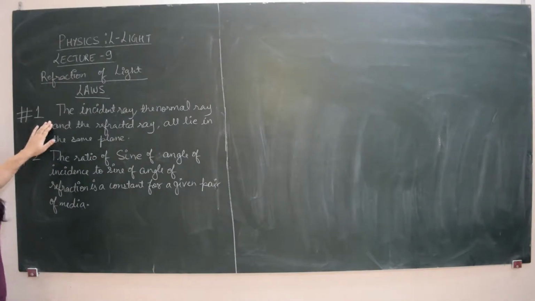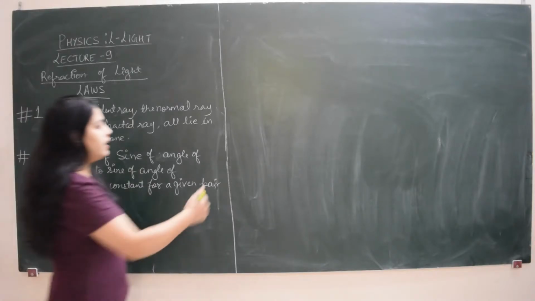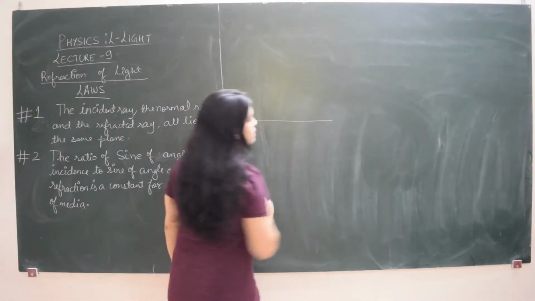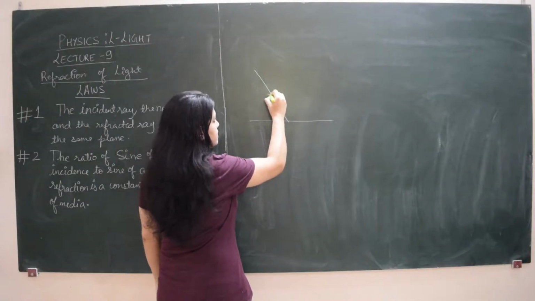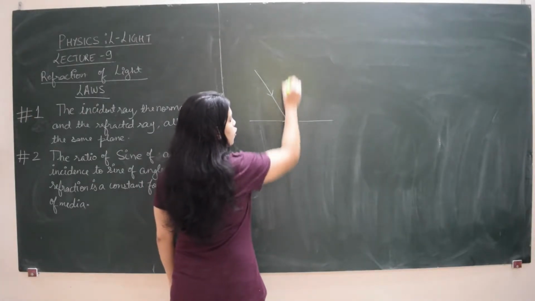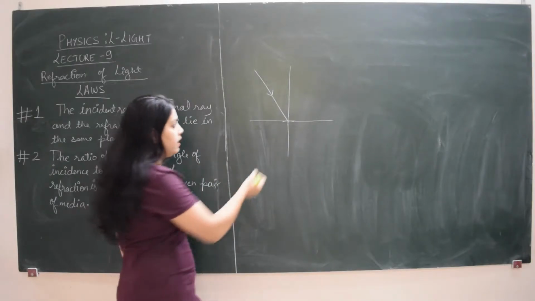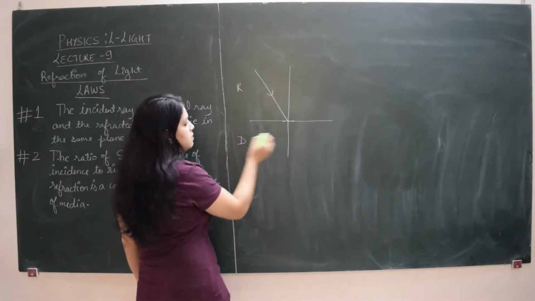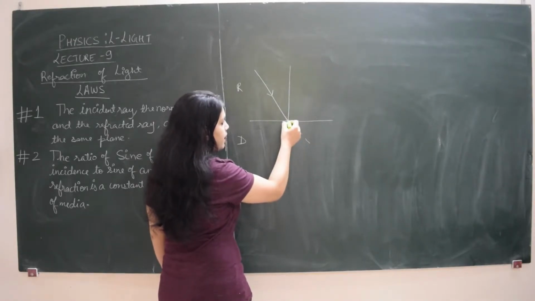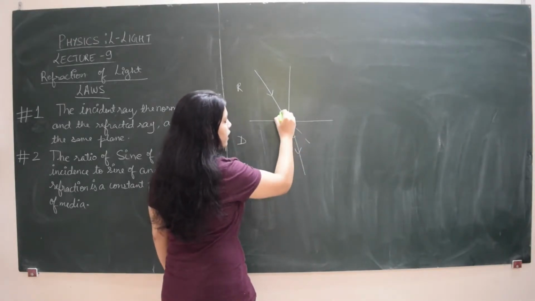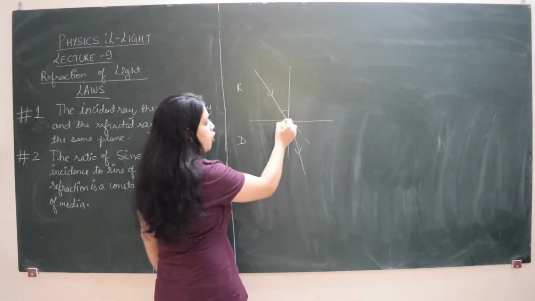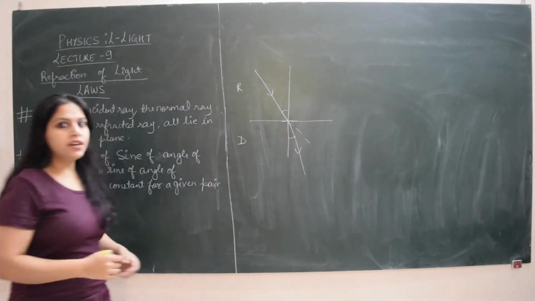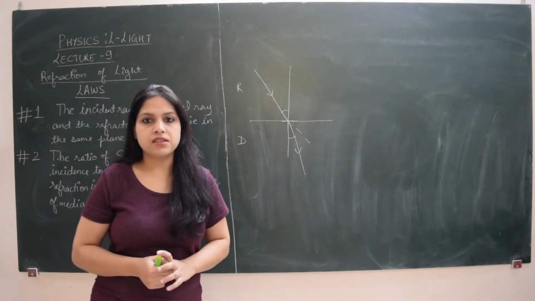So the first law states that the incident ray, the normal ray and the refracted ray, they all lie in the same plane. So basically, if this is the plane which we discussed, the interface between the two boundaries, and this is the incident ray which lies on this plane, the normal also lies on the same plane, and if we are moving from a rarer to a denser medium, we know that the ray has to bend towards the normal. So this particular ray which is passing in the second medium, which is known as the refracted ray, also lies in the same plane. So the incident ray, refracted ray and the normal, they all lie in the same plane. This is the first law.